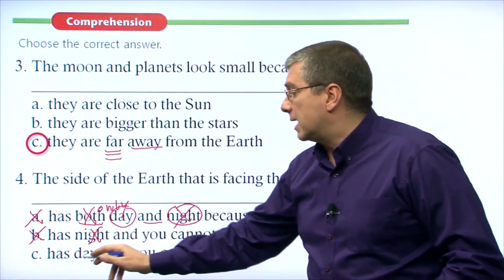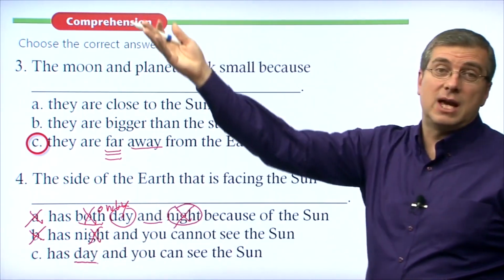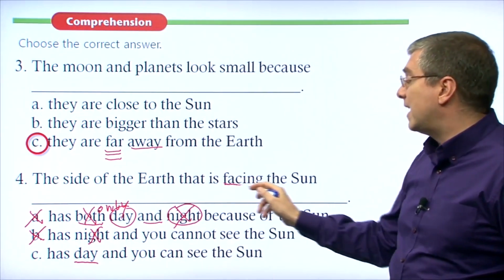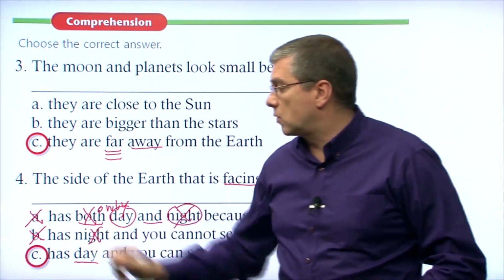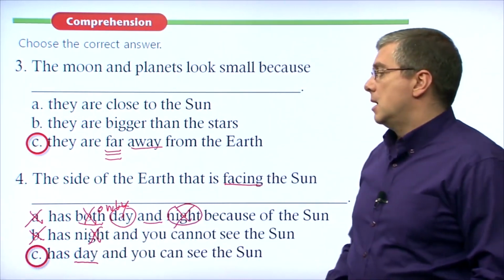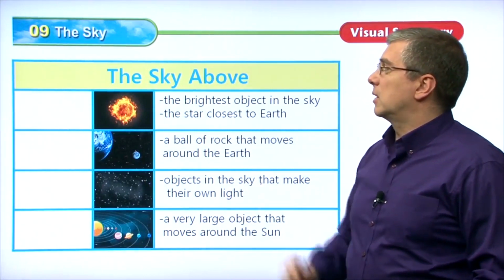C, has day. Okay, well if we can see the sun, it's day. And you can see the sun, right? Because we're facing the sun. So C, of course, is our correct answer in that case. Okay, let's move on to our chart.